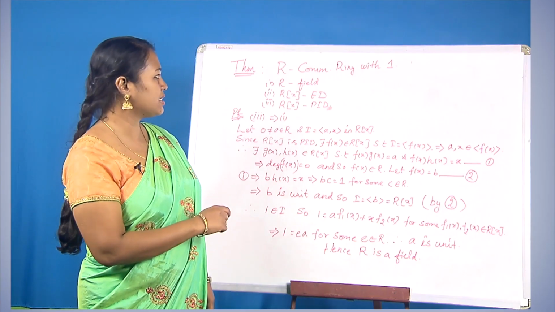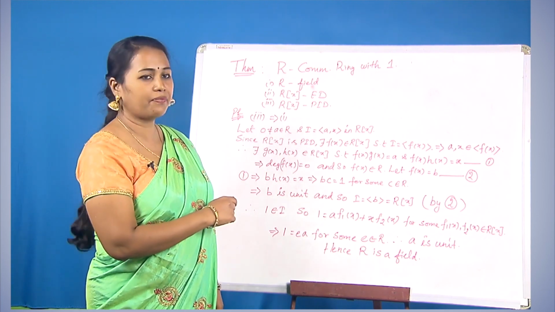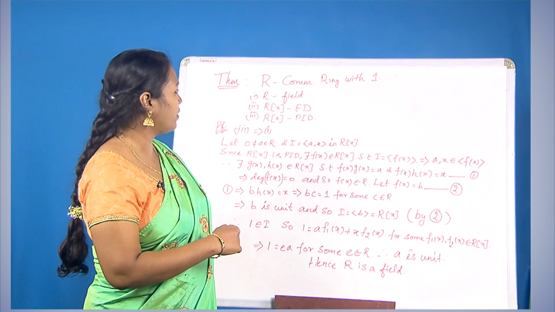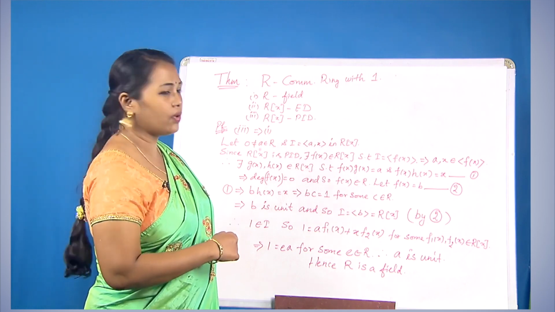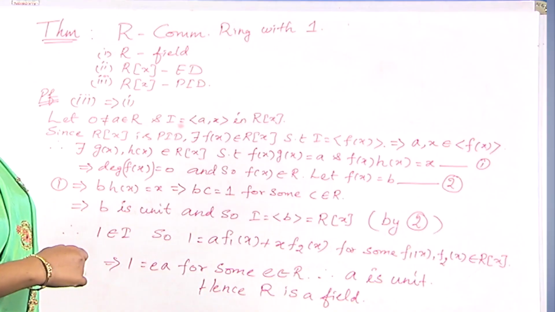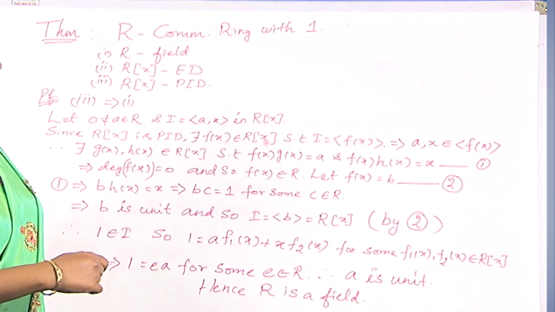Now, we shall prove the last part, which is that 3 implies 1, which is R[x] is a principal ideal domain. I have to prove that this R is a field. So, 3 implies 1 we are going to prove now. To do that, let us consider a non-zero element a in R and let I be the ideal generated by a and x in R[x].